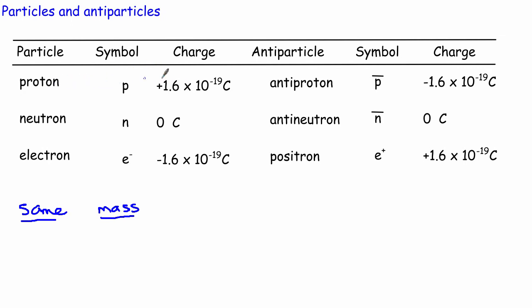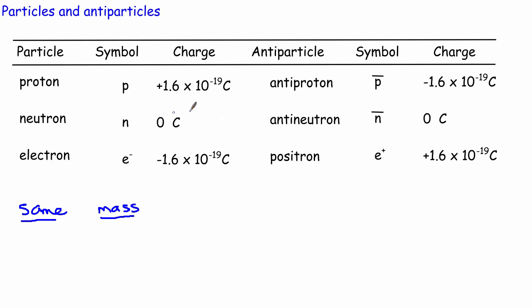So here's our proton. Proton, the symbol's P. The charge, as we know, is plus 1.6 times 10 to the minus 19 coulombs. So the corresponding antiparticle is called the antiproton. The symbol for an antiproton is just the same as the symbol for a proton, which is a P, but we put a bar over the top. But everything else is opposite. So instead of a proton being positive, the antiproton is negative.